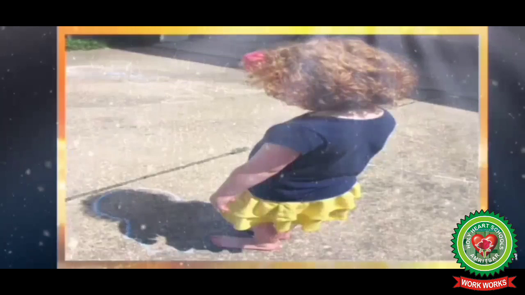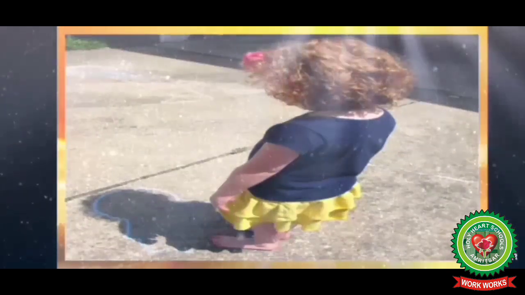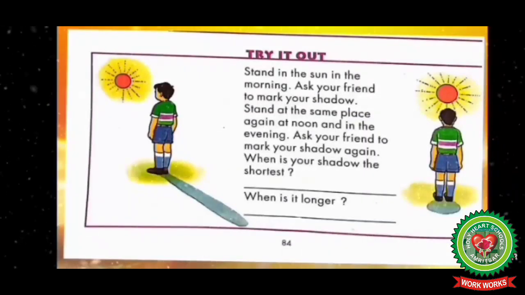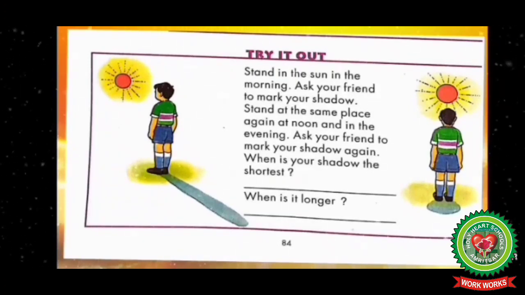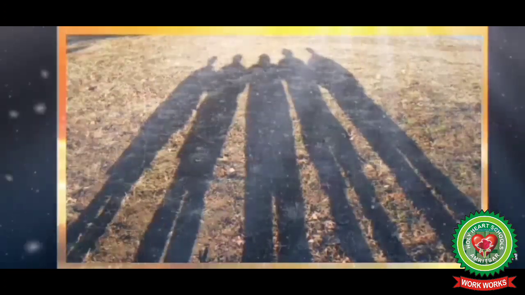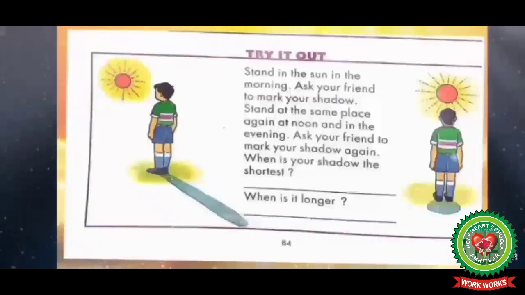Dear students, during noon the length of the shadow is shortest as the sun is over our head. So, the shadow forms shortest. Next question is, when is it longer? The shadow is longer during morning and evening as the sun is present on our side. So, the length of the shadow forms longer.